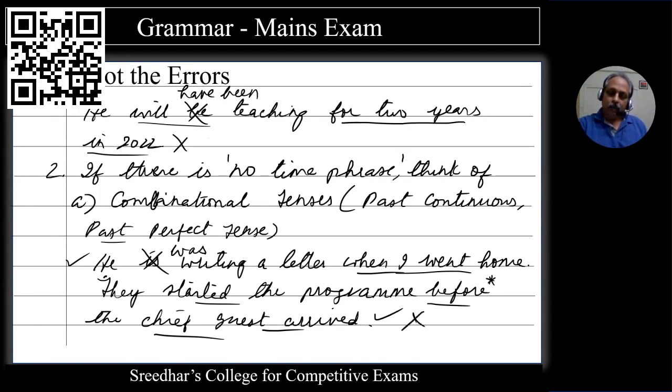But the sentence is wrong. Why is it wrong? The first clause is a problem. They started the program, that is in past, but it should be in past perfect. So what is missing? They had started the program before the chief guest arrived. That sentence is correct. They started, past tense, is not correct. They had started, past perfect, is correct. This is the first dimension, A. No time phrase: think of A, combinational tenses.